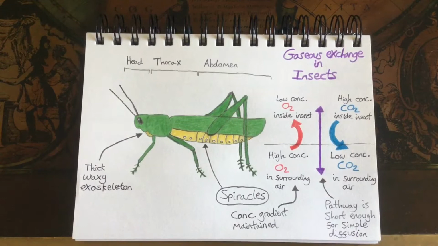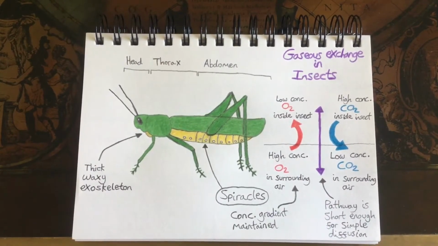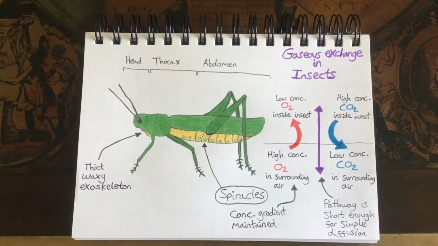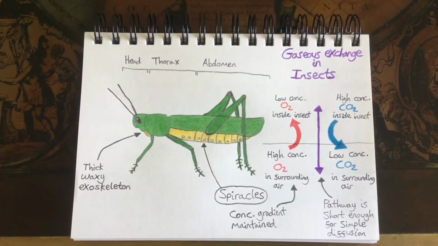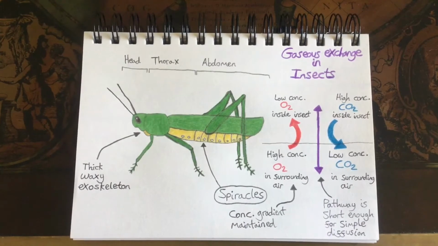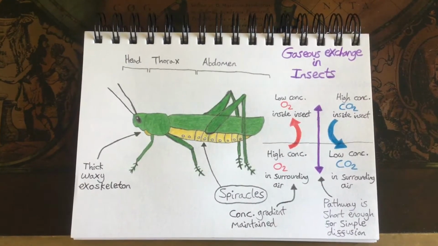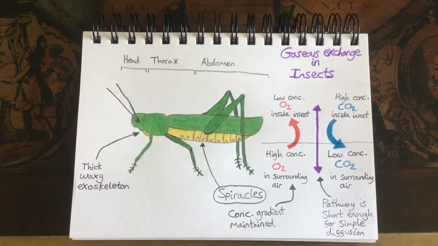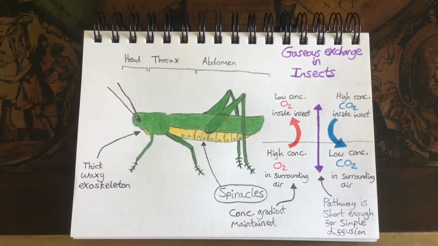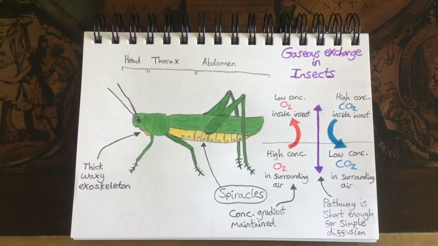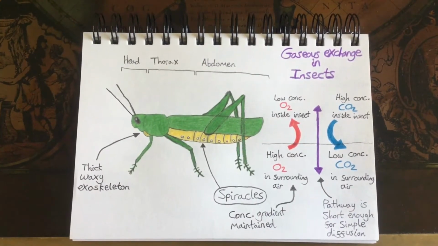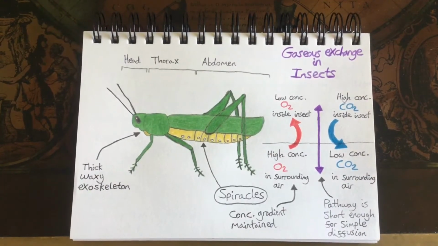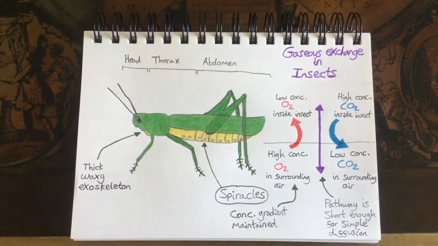Also, the diffusion pathway is relatively short. If we compare an insect to something like a human, the diffusion pathway is obviously a lot shorter. So it means that these gases can travel by simple diffusion from the outside to the inside. And also, if we're thinking of the size of the insect, we know that organisms that are very small, such as insects compared to humans, have a much higher surface area to volume ratio, allowing for this diffusion to happen.